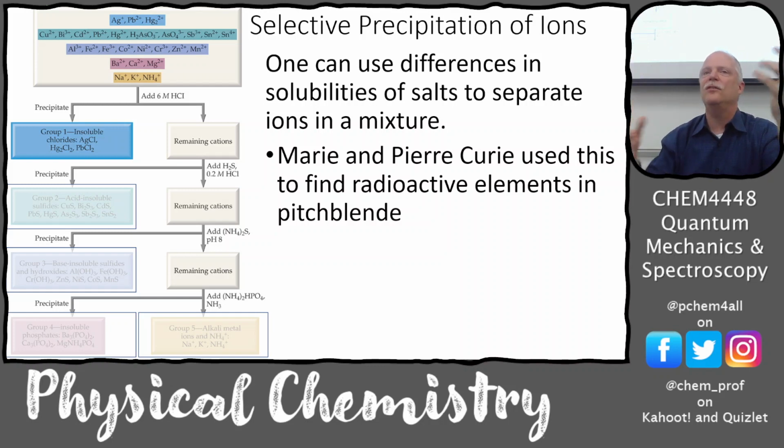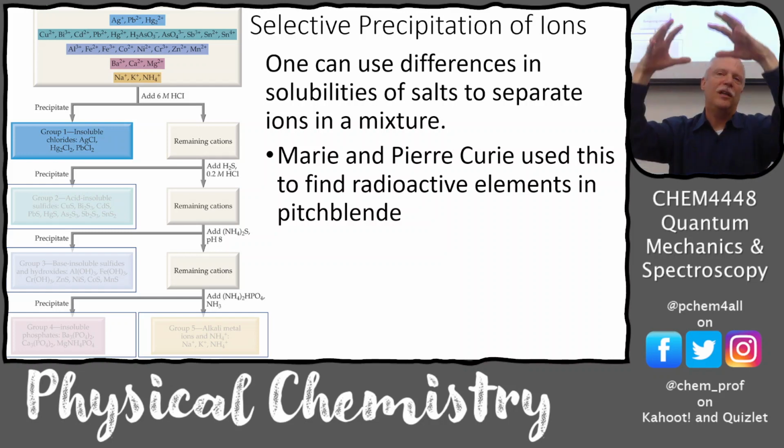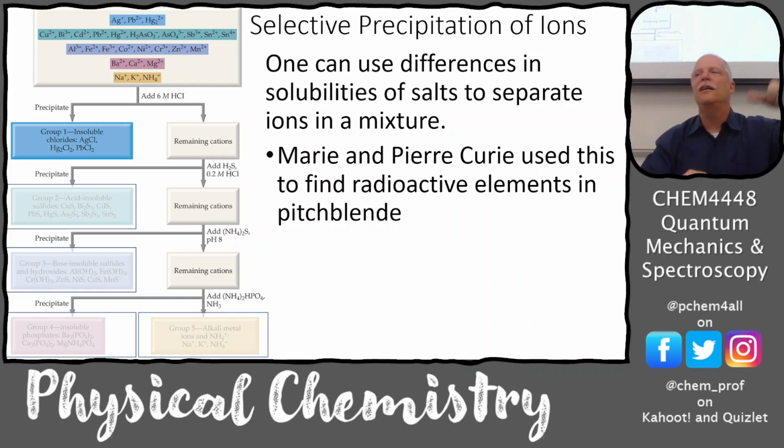How do we separate those? Well, we put them in a centrifuge, make sure the precipitate's nice and packed, and we just pour off the top. And so we've separated the silver and the lead and some of the mercury. Okay. Then we add H2S.